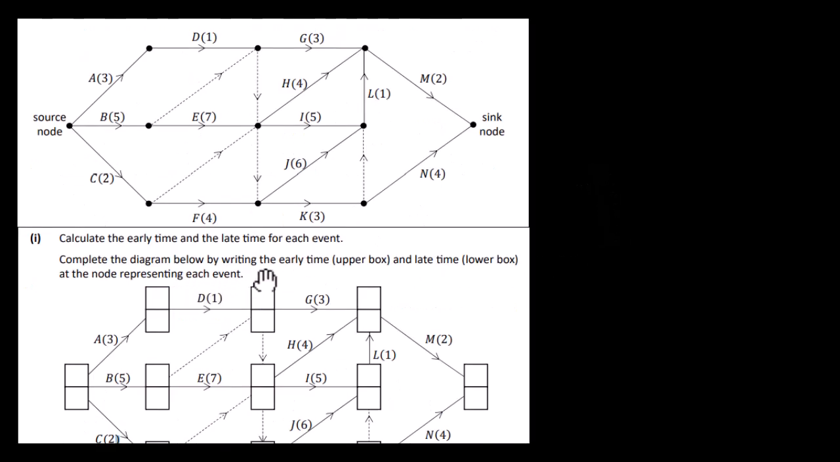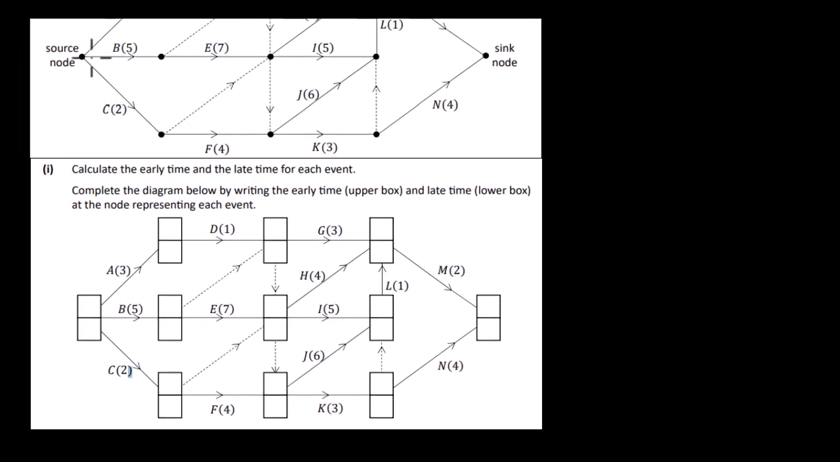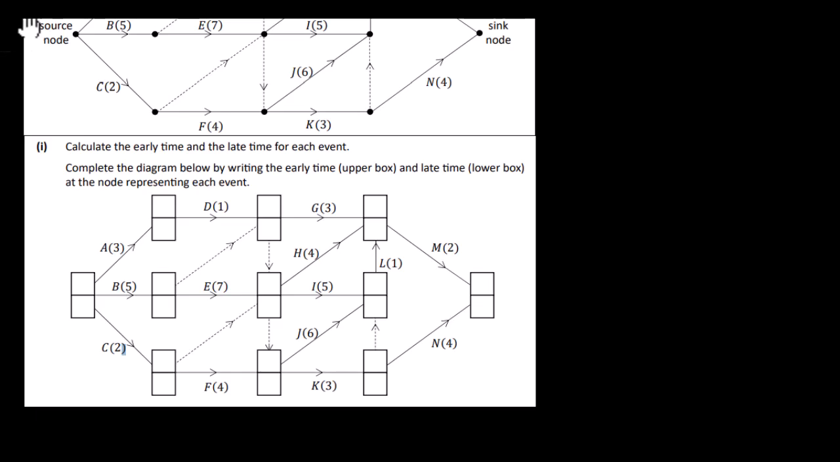We've got to calculate the early and late times for each event. Complete the diagram. Okay, so we can see here at the source node we've got A, B and C. So it's going to take 3 days to do A, 5 days to do B and 2 days to do C. So they're going to be our early times for A, B and C. So we're going to put in 3 here, and we're going to put in 5 here and 2 down here, and remember we're starting at 0, 0. Okay, so let's get into it then.